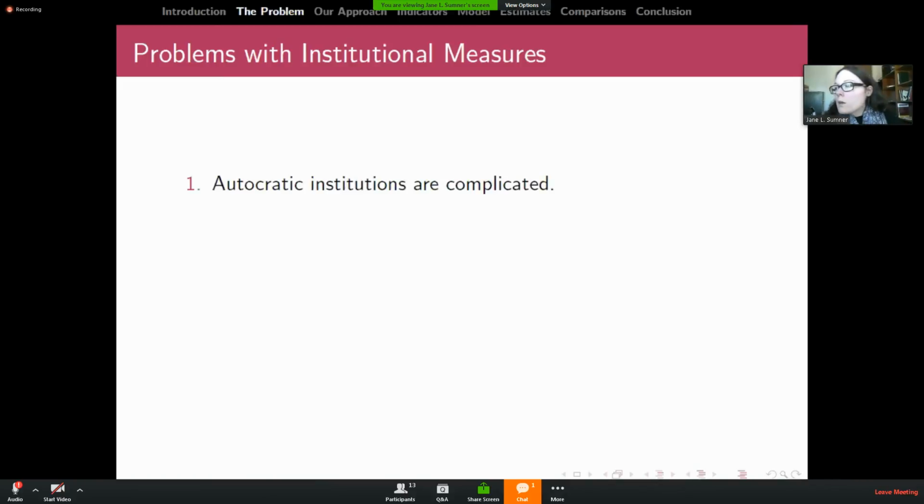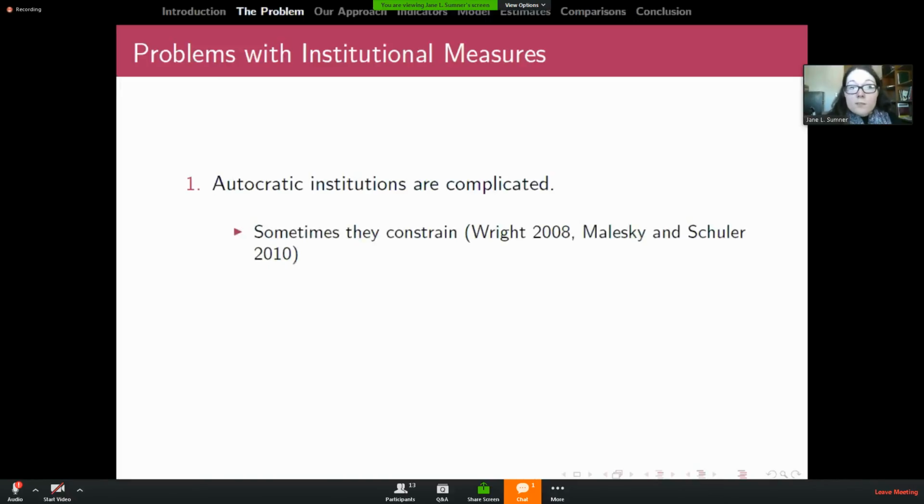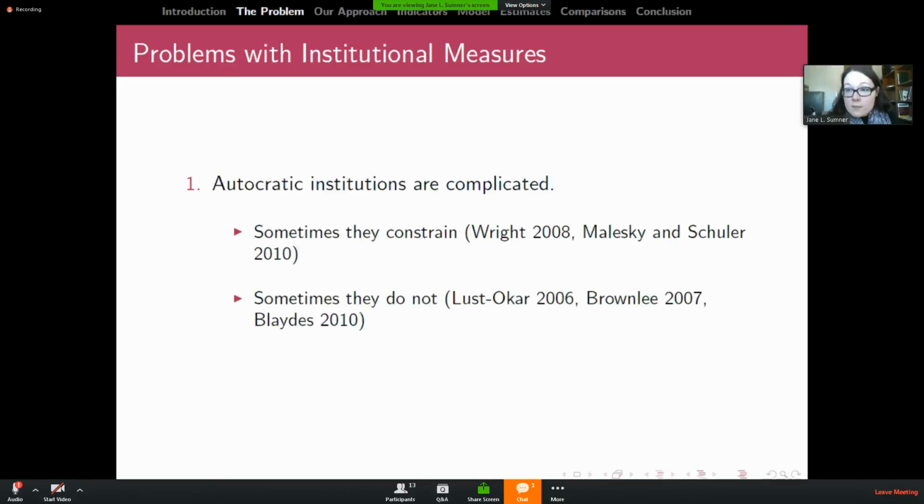The first one is that autocratic institutions are really complicated. So our definition says that personalism flourishes in an atmosphere of reduced institutional constraints, but we don't always know that autocratic institutions actually constrain. There is some evidence that in some cases, in some countries, some institutions do constrain the power of the executive, but there is also evidence that just as often autocratic institutions do not constrain, but instead do other things. And this is a problem if we're trying to construct a measure of personalism that's based on institutions that constrain. We just don't know which ones actually constrain.